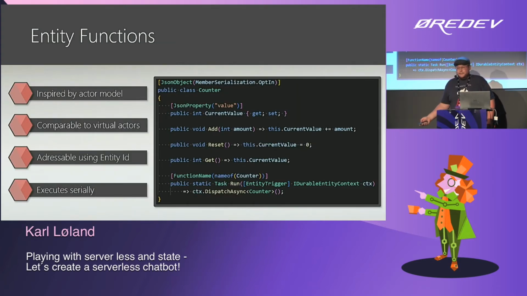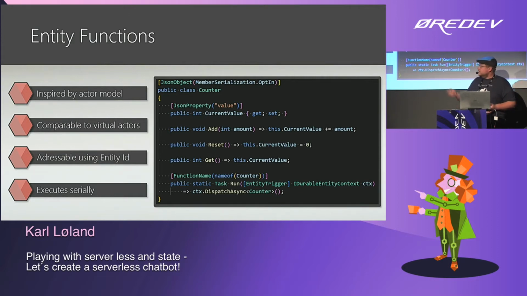What are entity functions? Well, they're durable functions that store their own state. They are inspired by the actor model and are comparable to virtual actors. And you can address and access them using a unique entity ID for each entity. And each unique entity always executes messages serially. So for our bot, our chat sessions will be processed in parallel, but each session will have its own unique entity, and that will process all the messages serially.